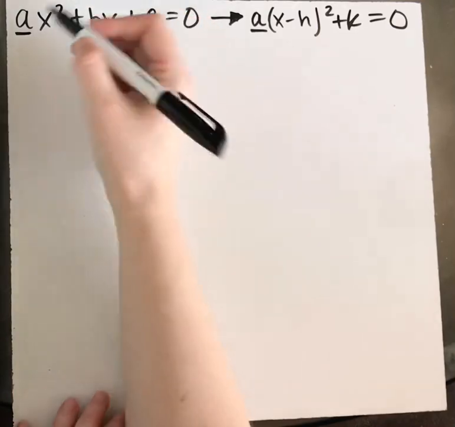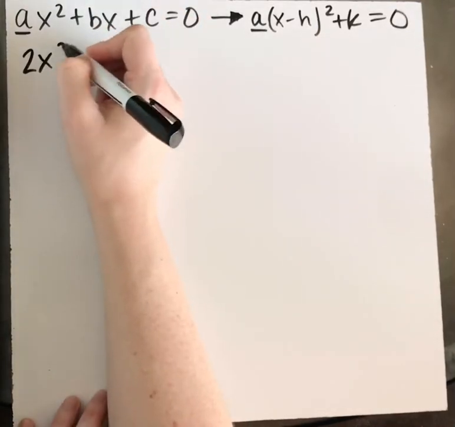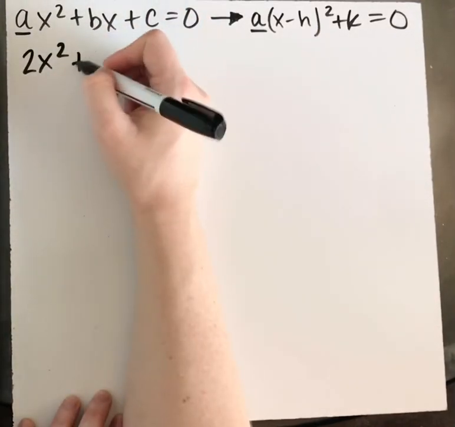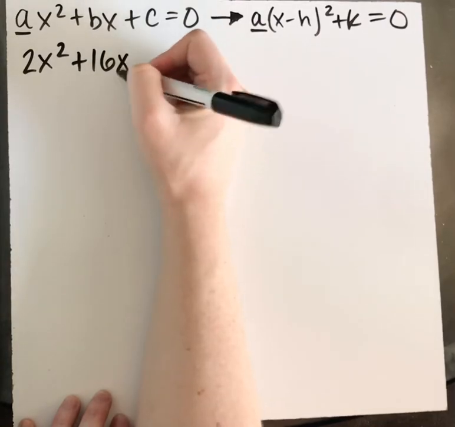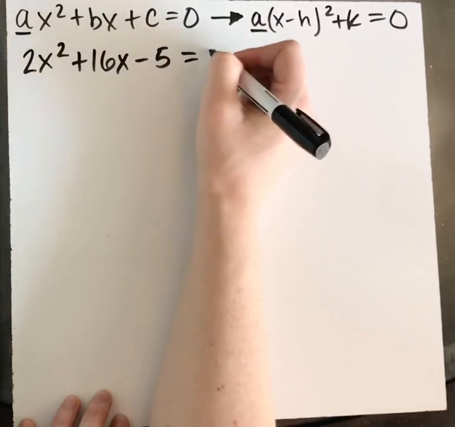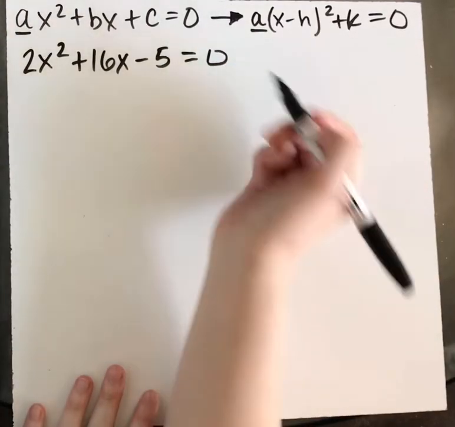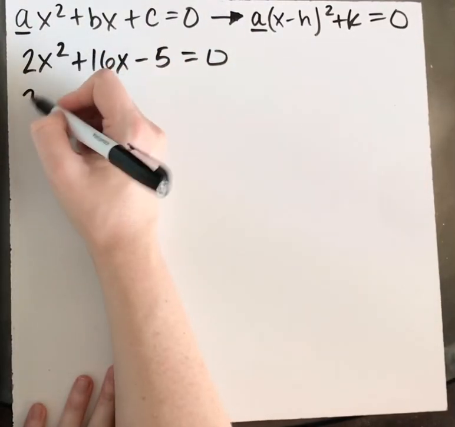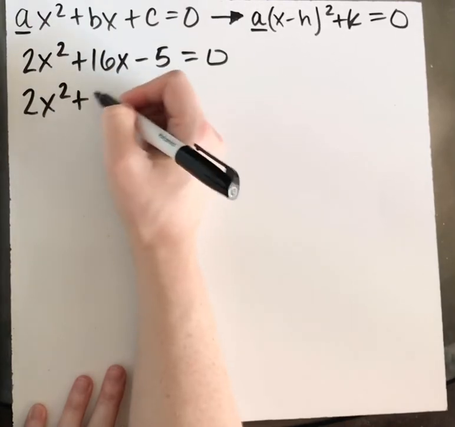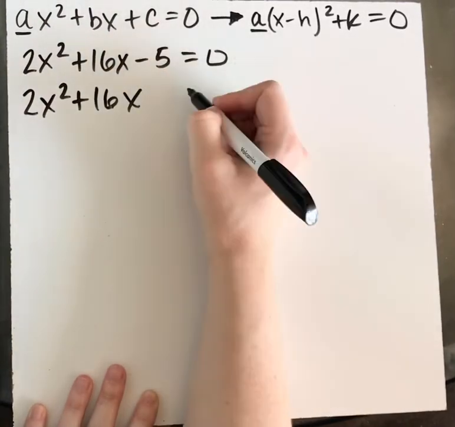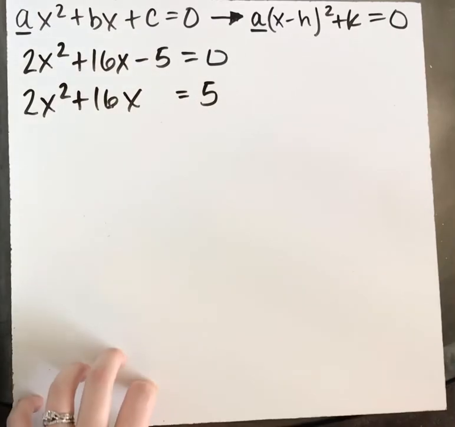So let's start with the equation 2x squared plus 16x minus 5 equals 0. We already know that this is in standard form because we are equal to 0. Now, just like our solving by completing the square, we're going to start by moving our constant over to the other side. So we've got 2x squared plus 16x equals 5.